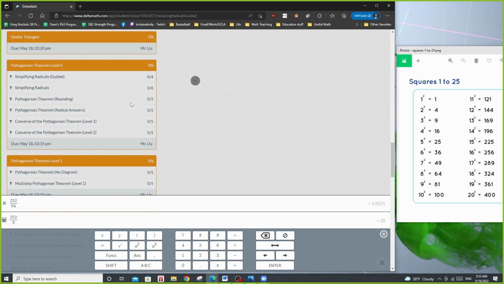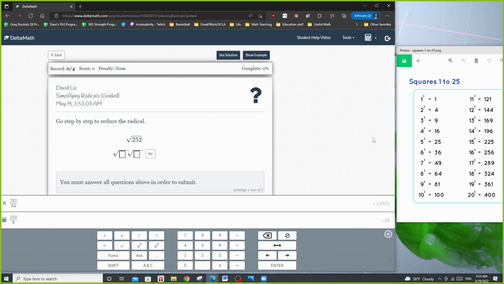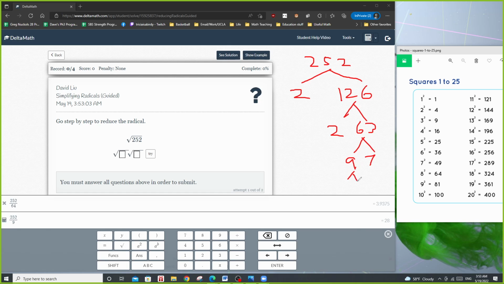Okay. The last way of doing this is to factor it completely. So this is what we need to do. We start with 252. We split it up into, let's divide by 2. Then we get 126. Split this up again, 2 and 63. Split this up again, I get 9 and 7. Split this up again, I get 3 and 3. Okay?